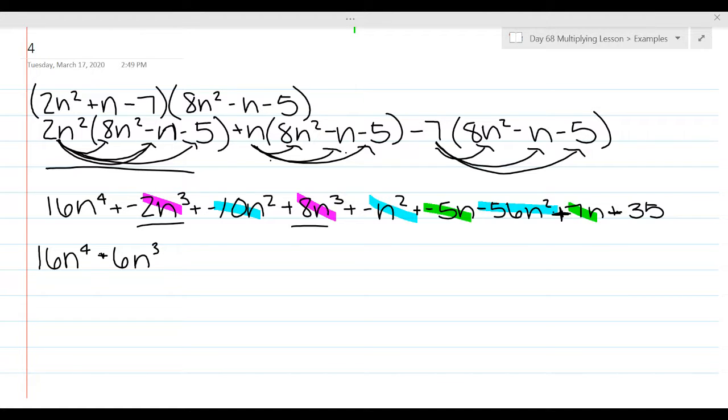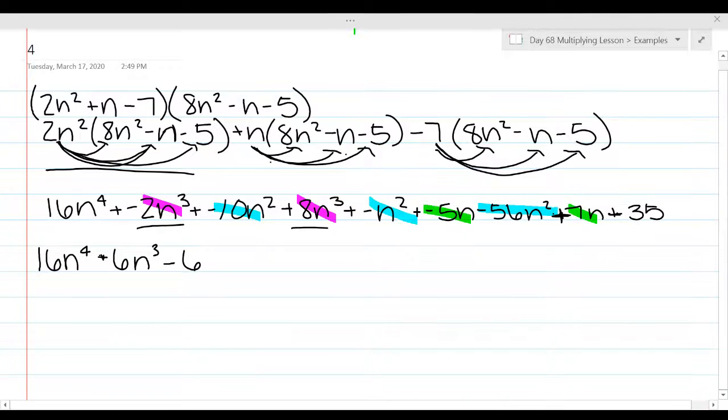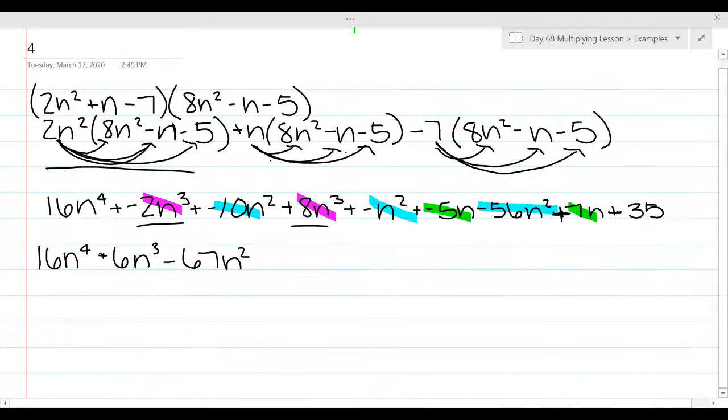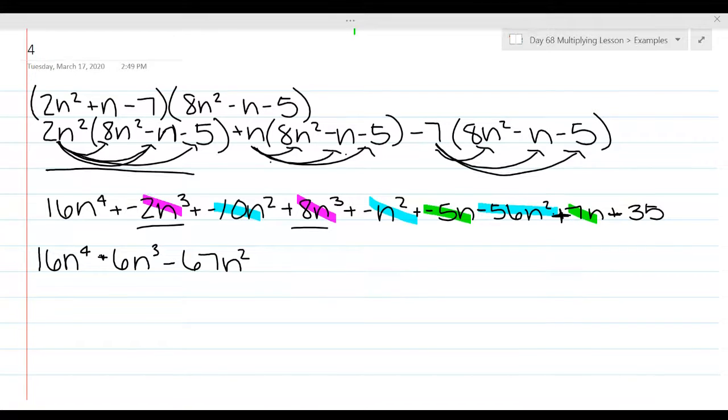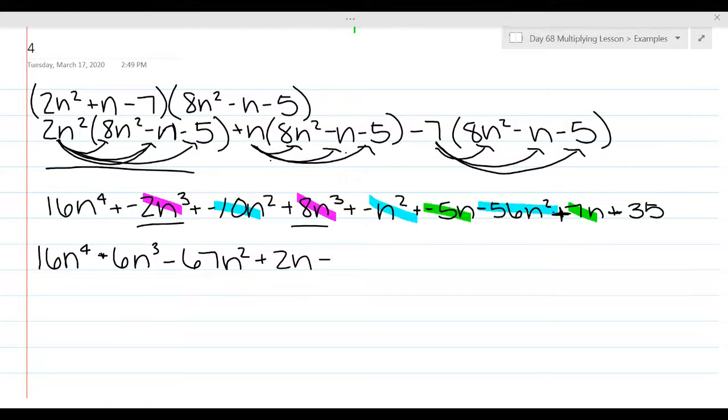Okay, negative 10 plus negative 1 plus negative 56. That is going to be a negative 67 n squared. Sorry about that, guys. Don't know what happened. Okay, on to the next one. So then we got our n's. So we got negative 5n plus 7, so plus 2n, and then the 35 just stays on the end. That is our final answer.